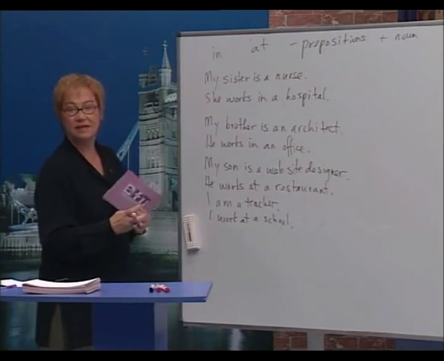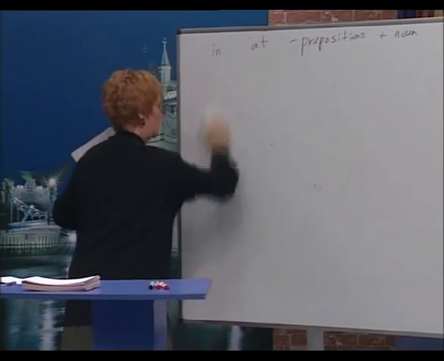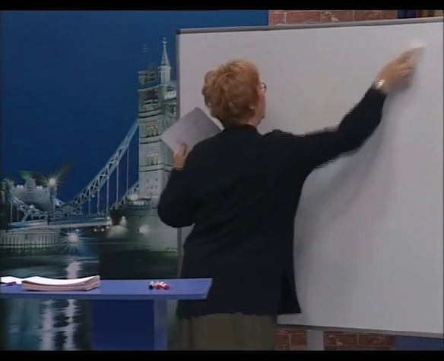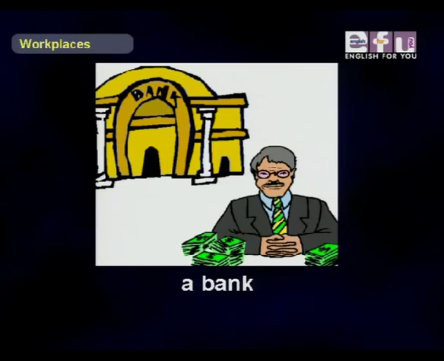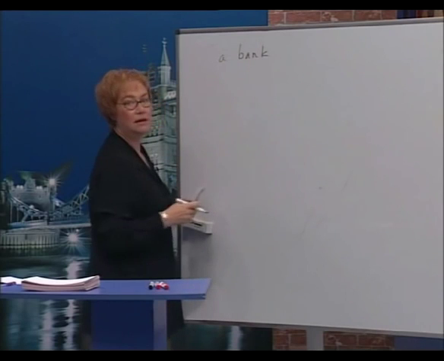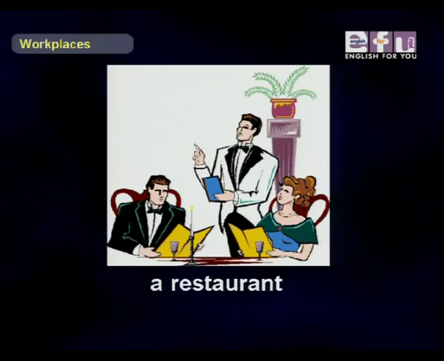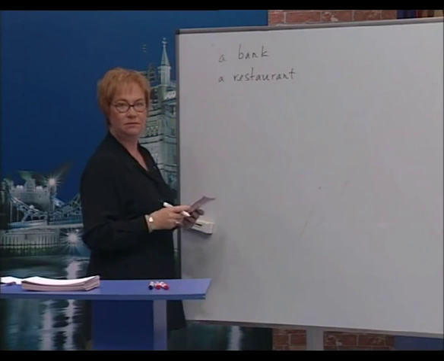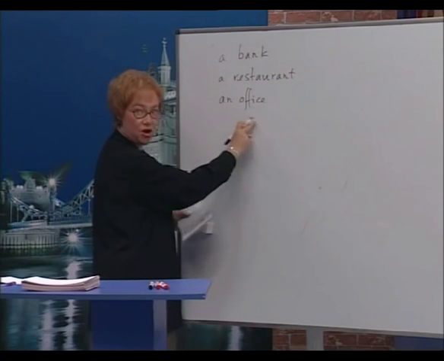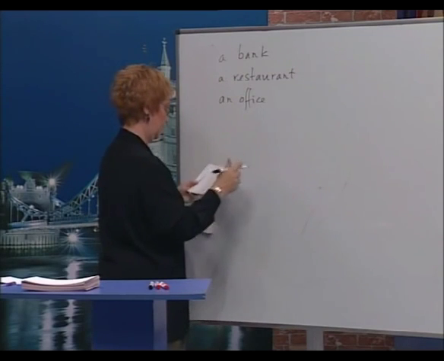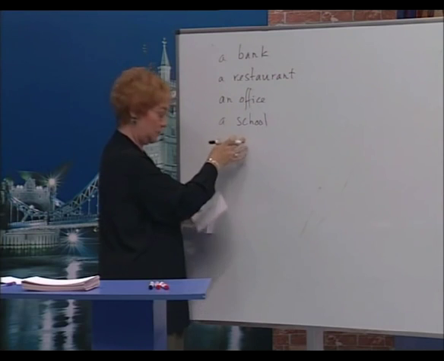Now, here's some vocabulary of workplaces. So these are names of places where people work. So here we go. First, a bank. A restaurant. An office. A school.